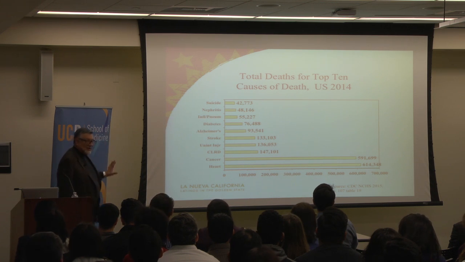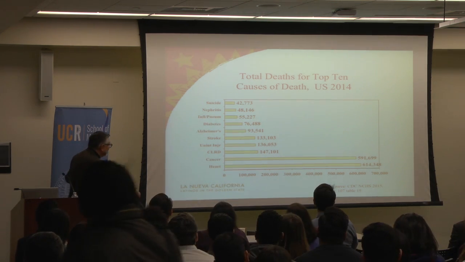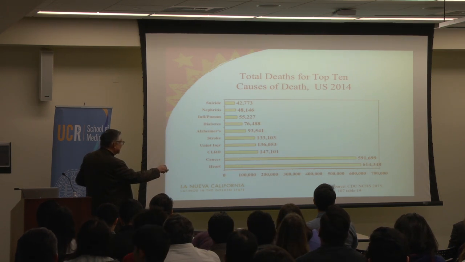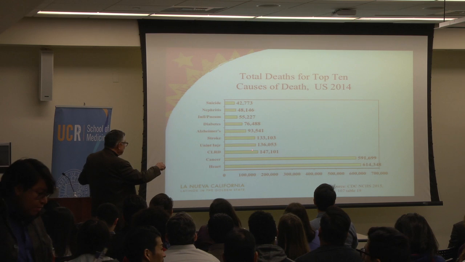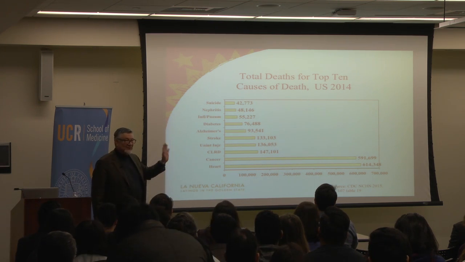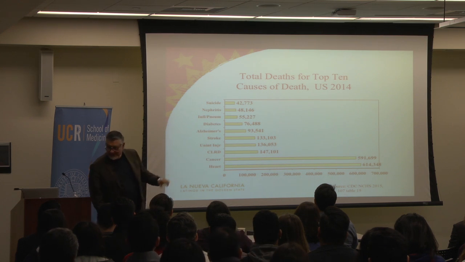So here are the top 10 causes of death in the United States. Number 1 cause of death is heart disease. Number 2 is cancer. Number 3 is chronic lower respiratory disease. Those 3 causes of death account for about 60% of all deaths in the United States.